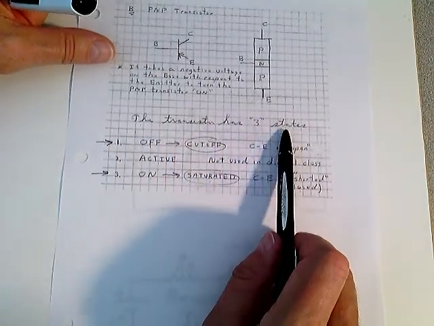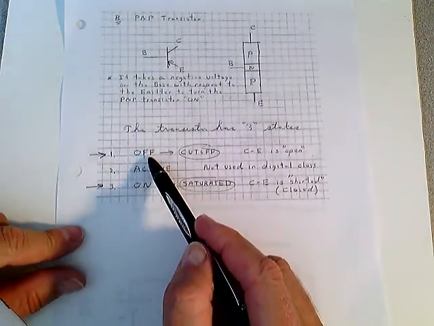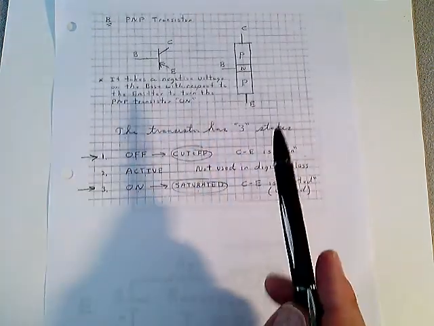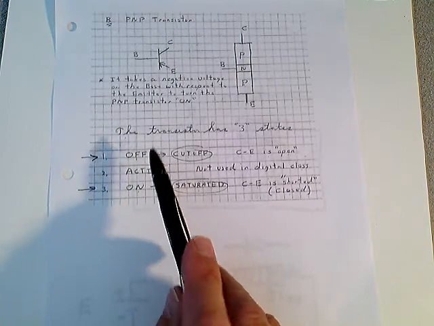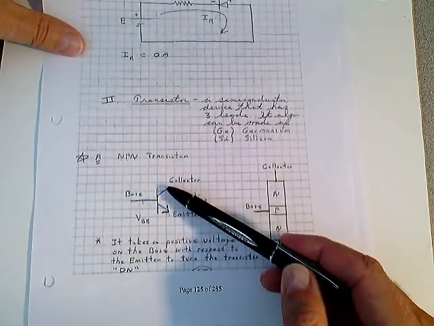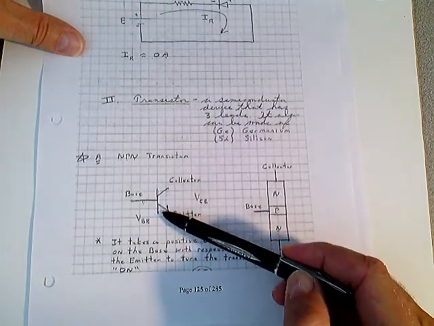The transistor has 3 states it operates in. It can be off, which we'll call cutoff, where the collector and the emitter are open. So when the transistor is in the off state, that's an open circuit between the collector and emitter. No current can flow. It's just a switch that's open here.